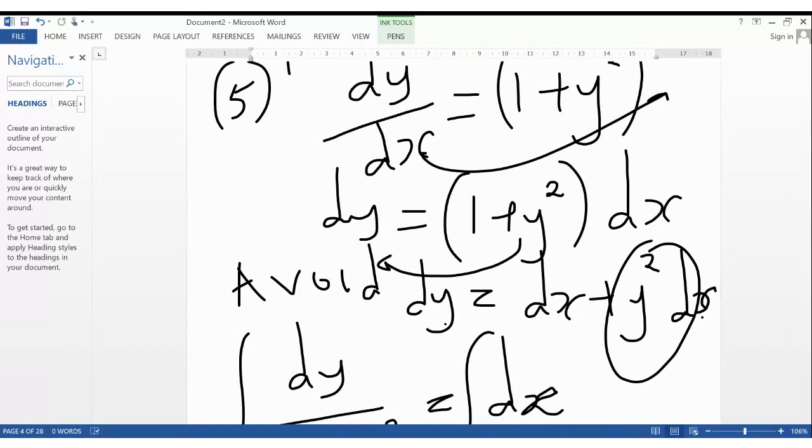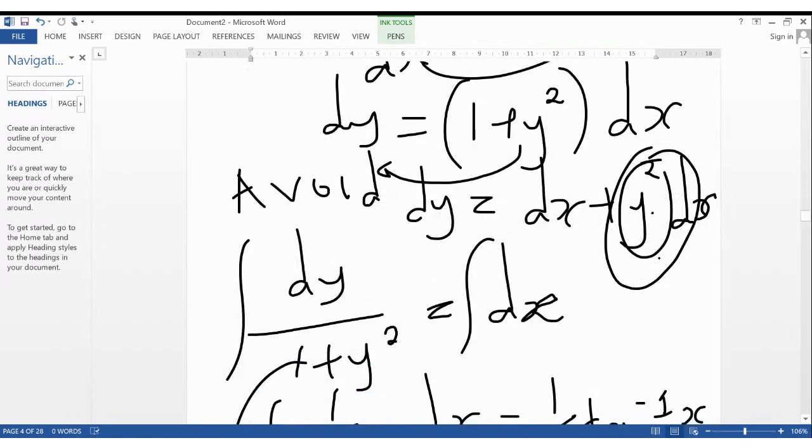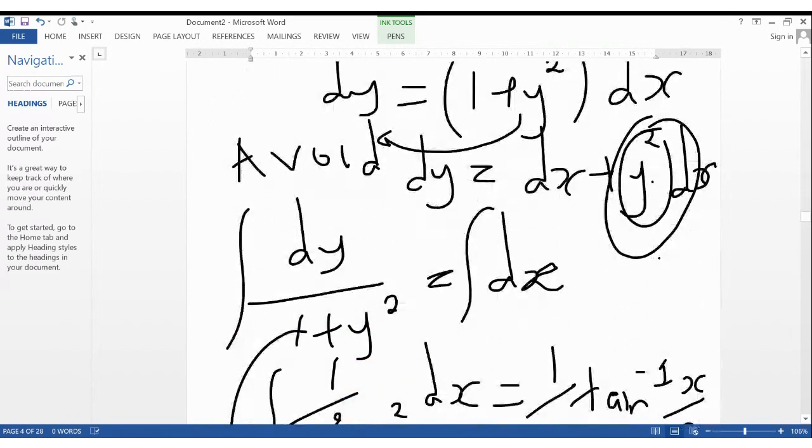This one you can't separate. You can't separate that too. So I'll not recommend you to open up the bracket. What I recommend is to take that whole function on the side of y. Because 1 is a constant, it will not be affected so much. So I've taken 1 plus y squared on the side of dy, it has come on the denominator. The dx has remained the way it is.